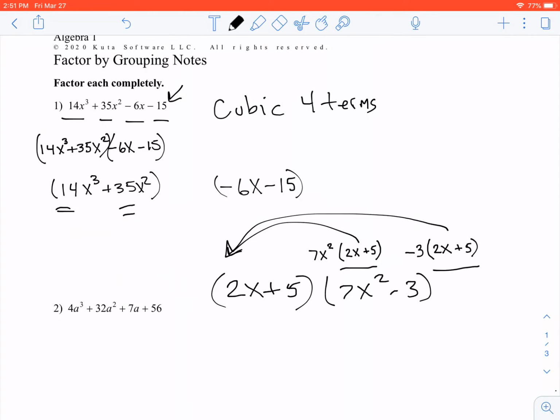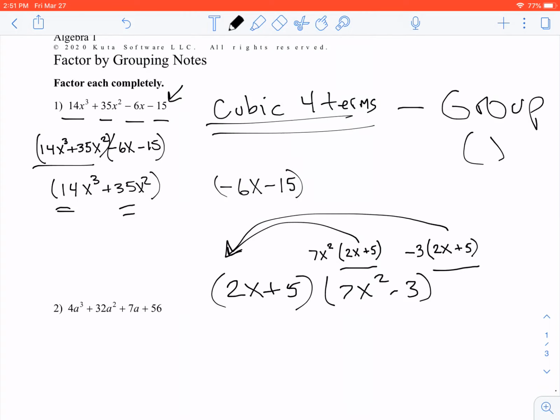So, let's recap. We knew it was a cubic with 4 terms, and that's what identified to us that we're going to be using a different method. The method we're going to be using is factor by grouping. And what we mean by grouping is we're going to use parentheses. So I put parentheses always around the first 2 terms and the last 2 terms. That's what I did in this step. Then I took those terms and broke them out into 2 pieces on my page, so I had a little more room, and I factored them individually.